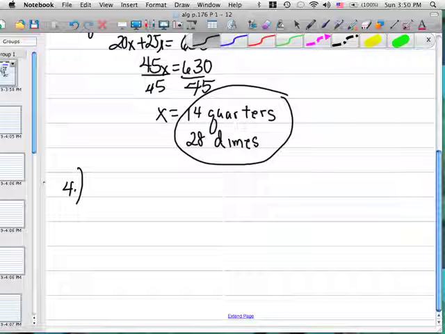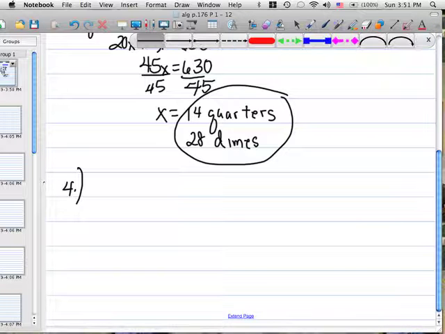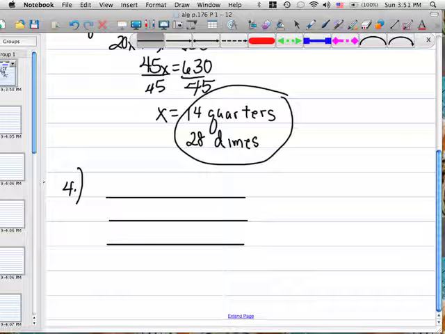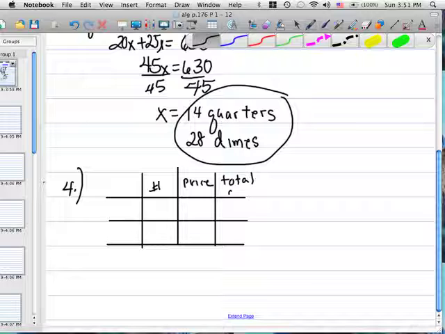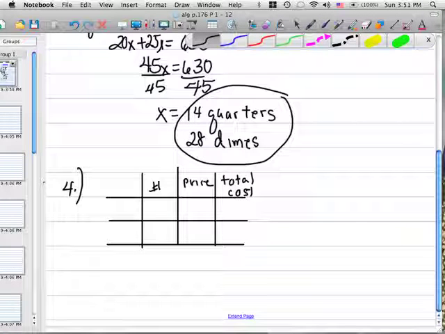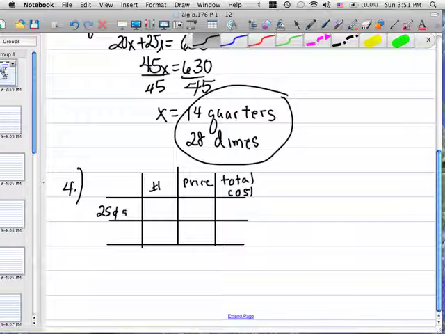Problem number 4 says Kyle spent $4.95 to buy 15 stamps in 25 and 40-cent values. How many of each kind of stamp did he buy? Again, it's a cost problem, so we could set up a chart for this. So we have the number of each, the price per each, and the total price or total cost. And we have 25-cent stamps, and we have 40-cent stamps.